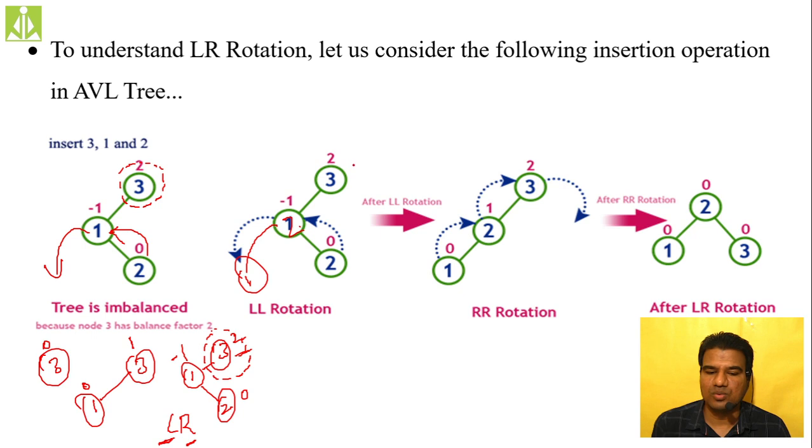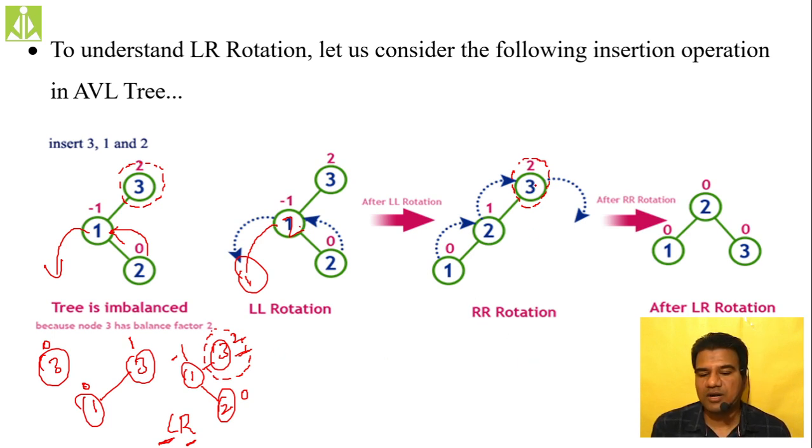So 1, 2, 3 like this you will get. Again you calculate the balance factors here: 0, 1, 2 only. Still we have to perform one more rotation, and it is a single RR rotation. Left rotation we already performed. Now we are performing right rotation.